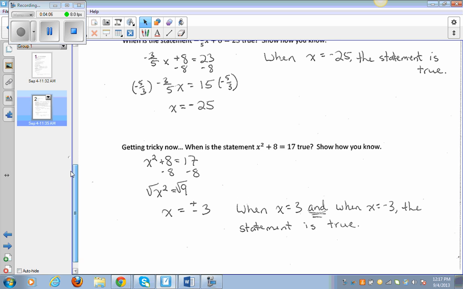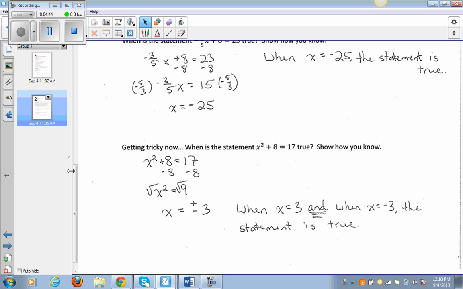So getting tricky, what about the statement x squared plus 8 equals 17? So when is that statement true? Well, we have a square, so that should tip us off that we may have more than one solution. So we start with subtracting 8 from both sides, and we get x squared equals 9. When we have x squared equals something, to figure out what x is, we need to take the square root of both sides. So the square root of x squared is x, and then the square root of 9 is positive and negative 3.